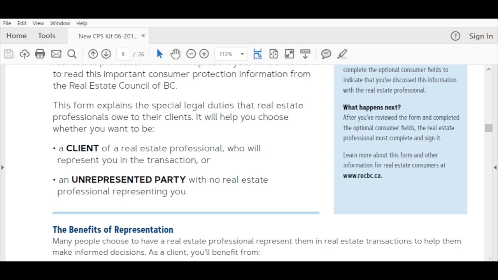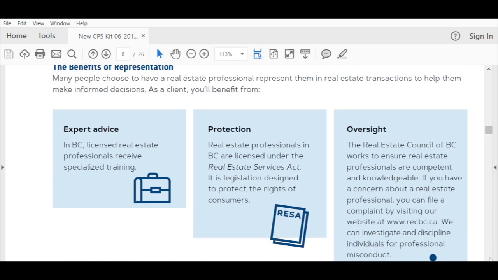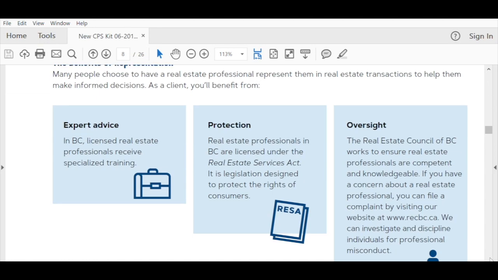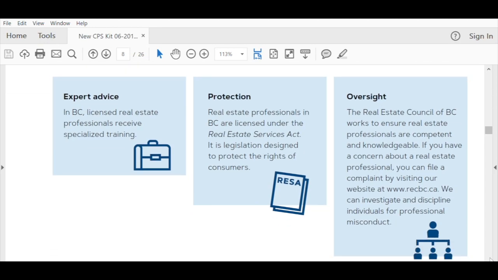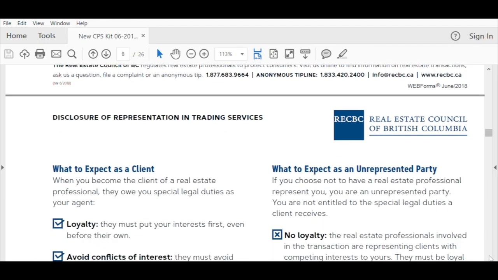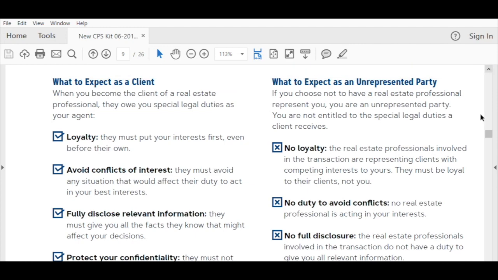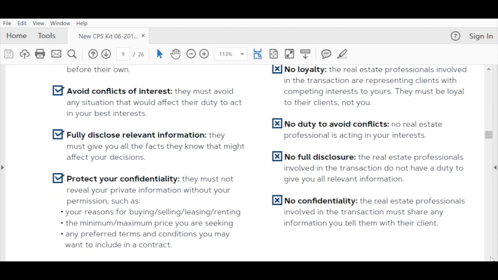If they choose your expert advice and take you as the designated agent, these 2 pages can explain what kind of relationship you are going to have and what the advantage is of being a client, or what the disadvantage is as an unrepresented party. So it involves loyalty, conflict of interest, relevant information, protection of confidentiality, and so on.